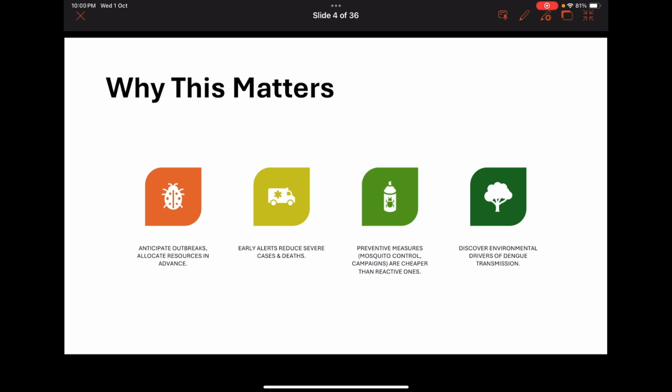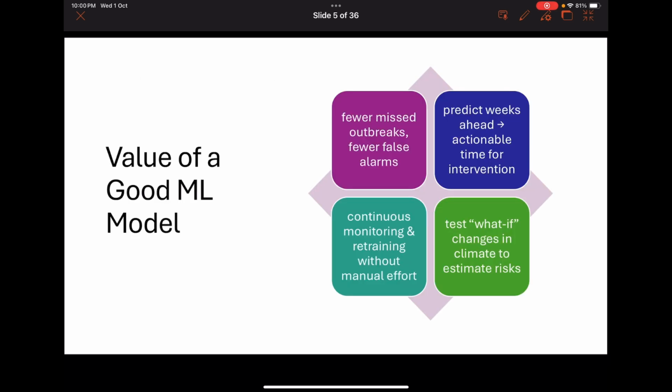And the model can also help to uncover which environmental variables, lags, or conditions are strongly predictive of the outbreak patterns. So, what's the value of a good machine learning model? Well, better accuracy in predicting case counts means fewer surprises. You reduce false alarms, wasting resources, and missed outbreaks. If the model can predict one or more weeks ahead reliably, it gives actionable lead time.